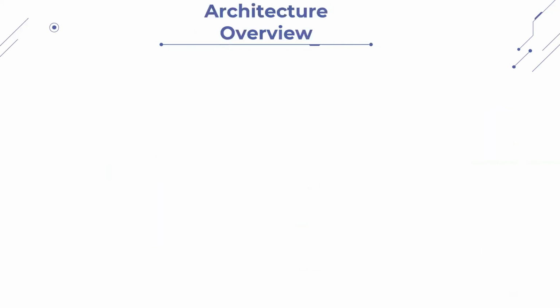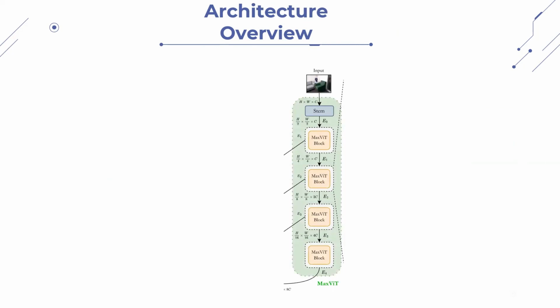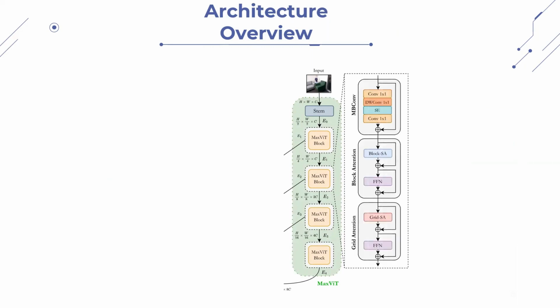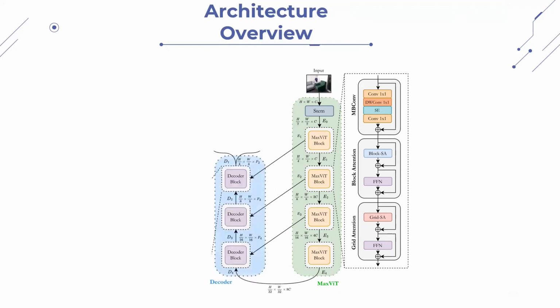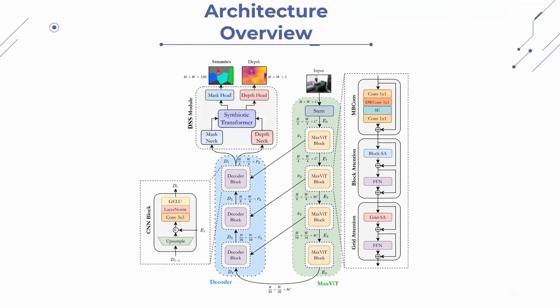Now let's have a look at the overview of our proposed architecture. First, the input image passes through the MaxViT encoder, where both local and global features are extracted with MBConv, grid attention, and block attention layers. Then these encoded features are processed with a convolutional decoder comprising a CNN, upsampling, and a layer normalization layer. Finally, the decoded features are processed with the proposed DSS module, which produces the final depth and semantics, ensuring proper symbiosis.